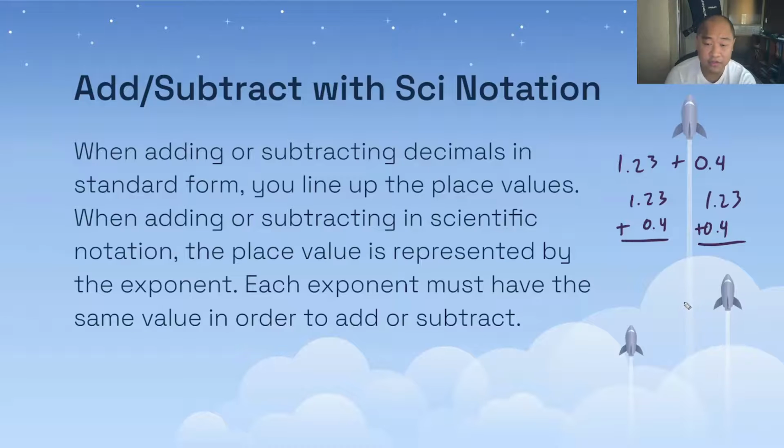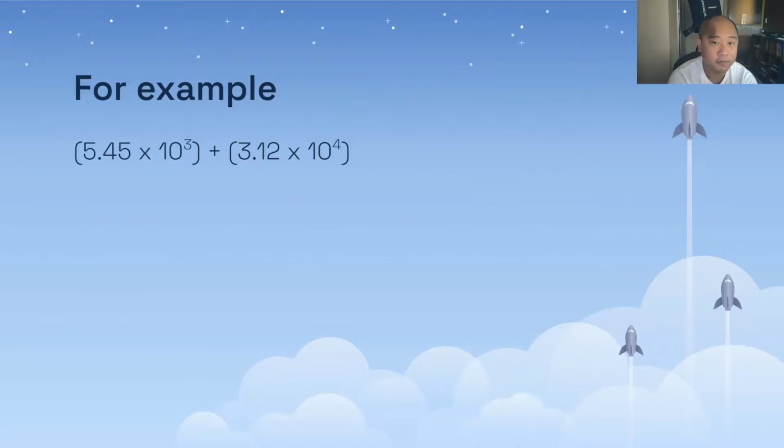With scientific notation, you have to do the same thing. You have to line up the place values. And the place value is represented by the exponent, right? So the exponent must have the same value in order to add or subtract. So let me just show you what that looks like. Here we have some number times 10 to the 3rd, adding another number times 10 to the 4th. So we want to make these both the same. So let's make this one 10 to the 4th.